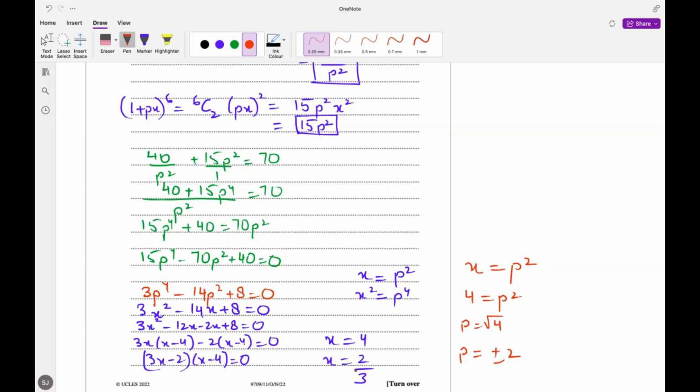And now taking the second value of x, which is 2 upon 3, this will become 2 upon 3 equals to p squared. So p will be equals to the square root of 2 upon 3. So we can write the answer as p will be equals to plus minus the square root of 2 upon 3.